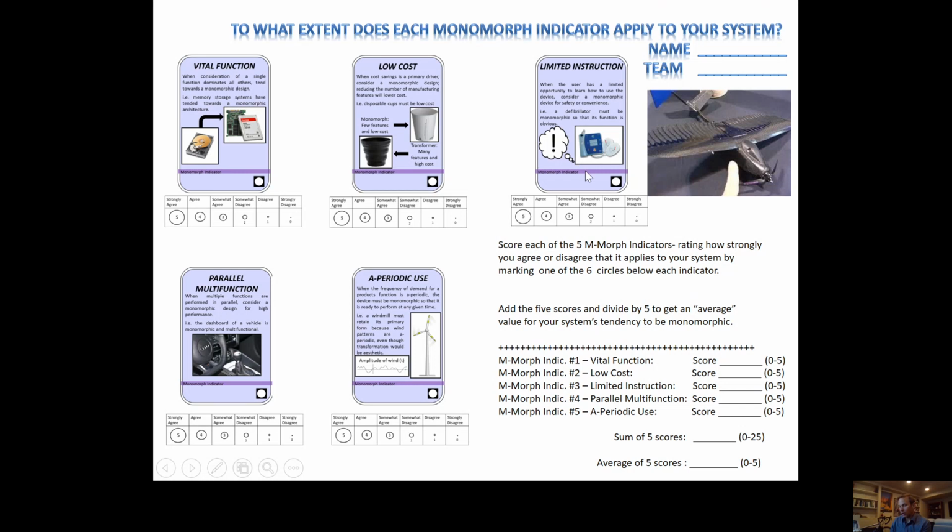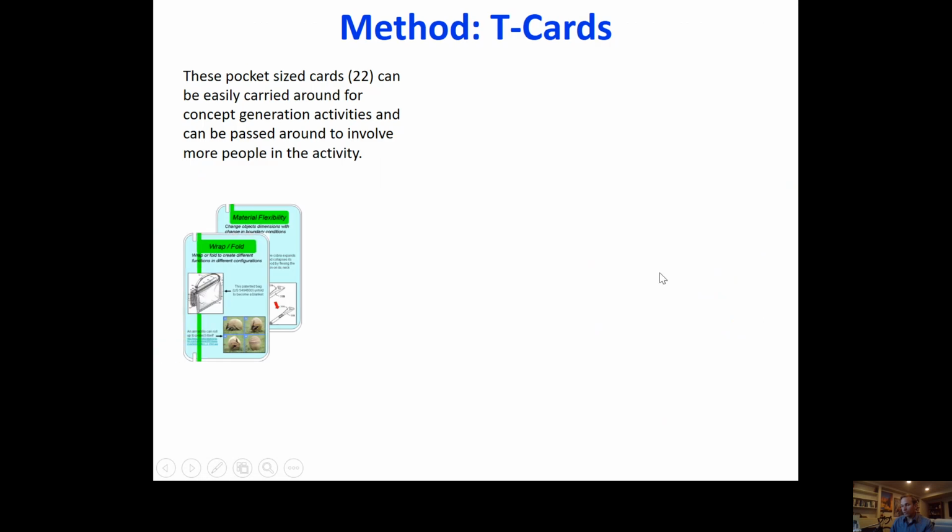Is limited instruction an issue? No, you would assume that the military operator would have an opportunity to train on using the device. Does it need to perform functions in parallel? No, we already talked about that. Is it an aperiodic use item, something that's going to hibernate and then need to turn on right away? No. So its monomorph score would be very low. Its transformation score was moderate to high. So yes, this system is right for transformation.